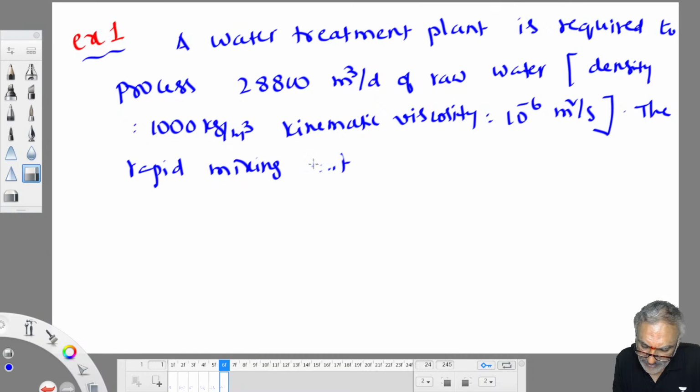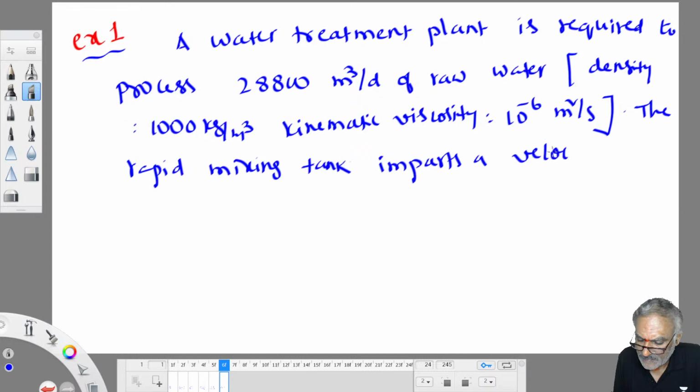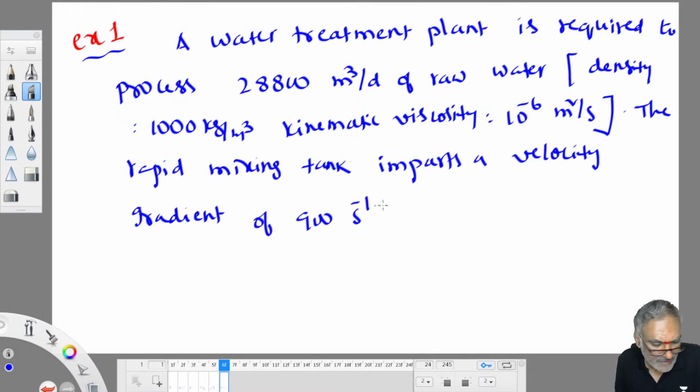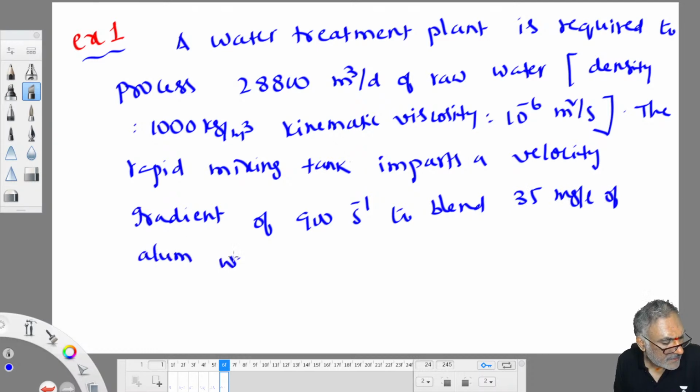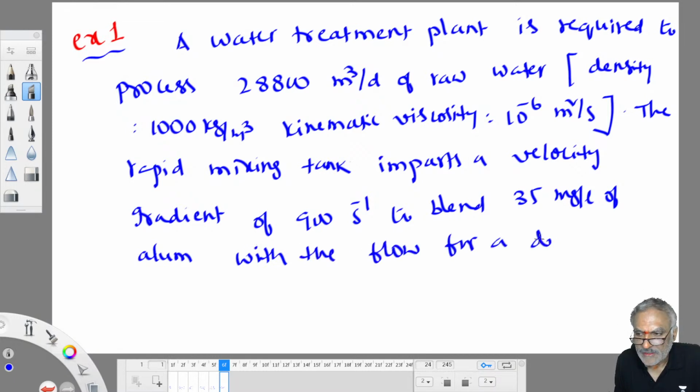But anyway, the rapid mixing tank imparts a velocity gradient, and second inverse to blend 35 milligram per liter of alum with the flow for a detention time of 2 minutes.